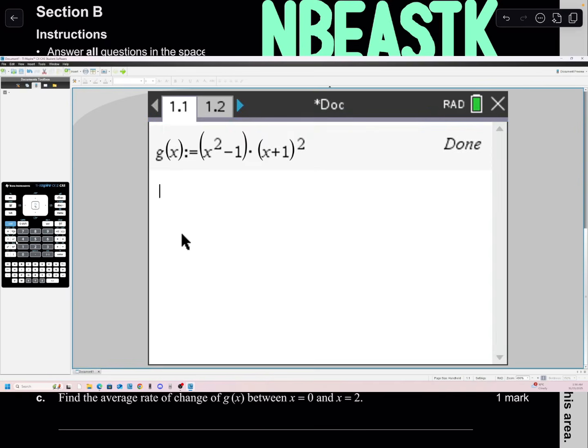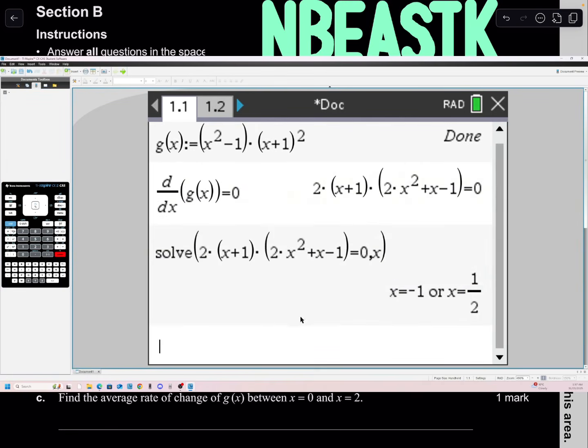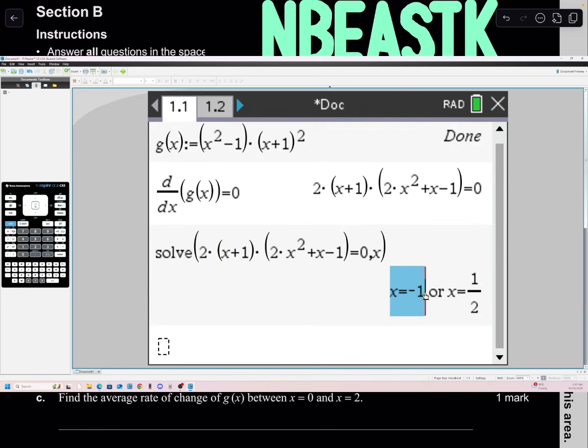Of course, you can also do it by algebra. So, for example, you can derive it, let it equal to 0, because it is a stationary point, and solve for x. And so these are your x values. Remember, this x equals half is your minimum turning point. This here is your x value for your point of inflection. So x equals -1 is our final answer.